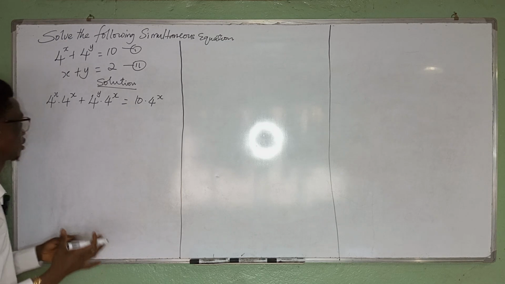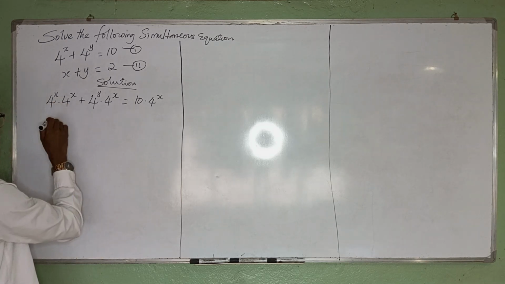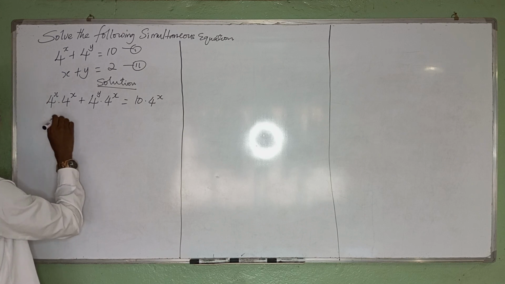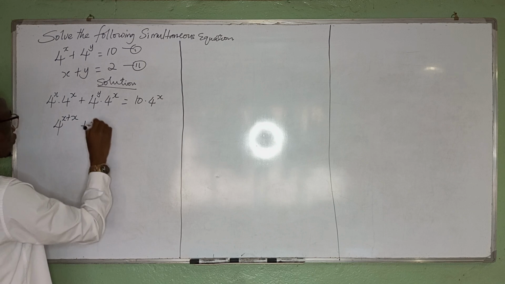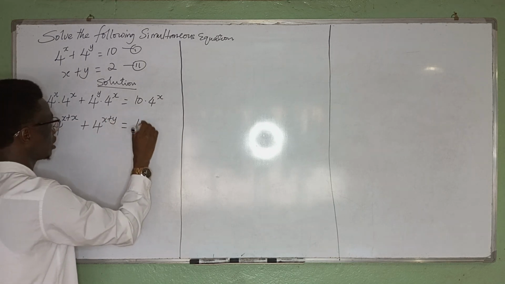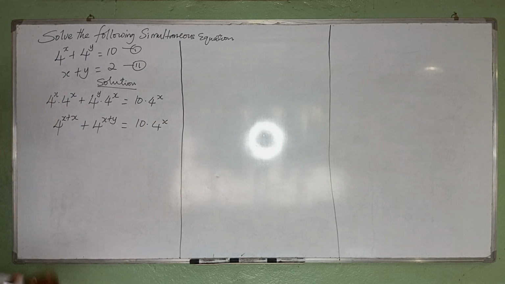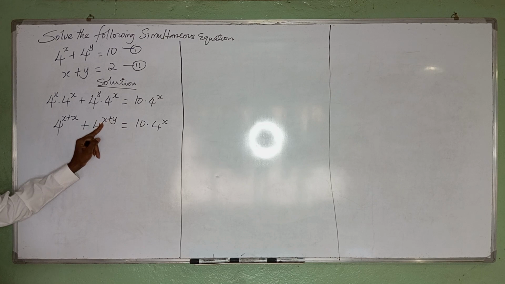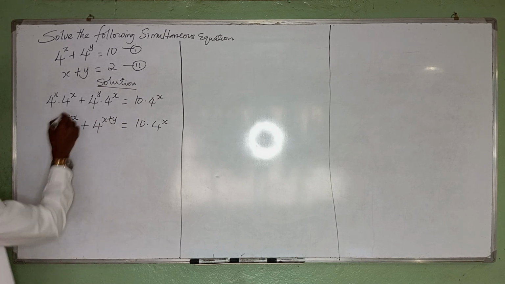The next thing we have to do: we go back to indices. When the base is the same, we take one base and add the powers. So this becomes 4 raised to the power x plus x, then 4 raised to the power x plus y, equals 10 multiplied by 4 raised to the power x. Now we have x plus y here, and x plus y is 2. So let's further simplify.